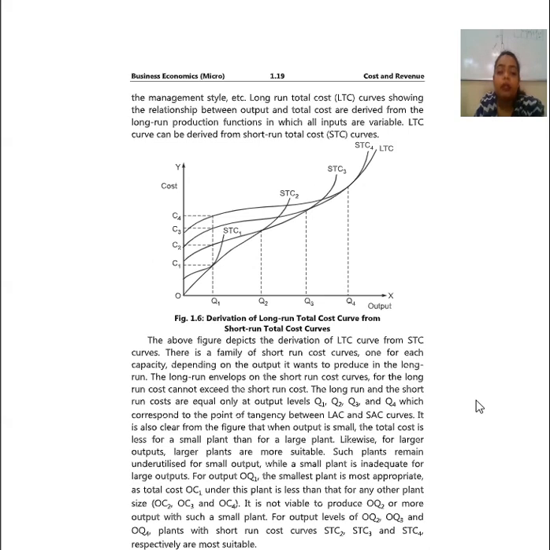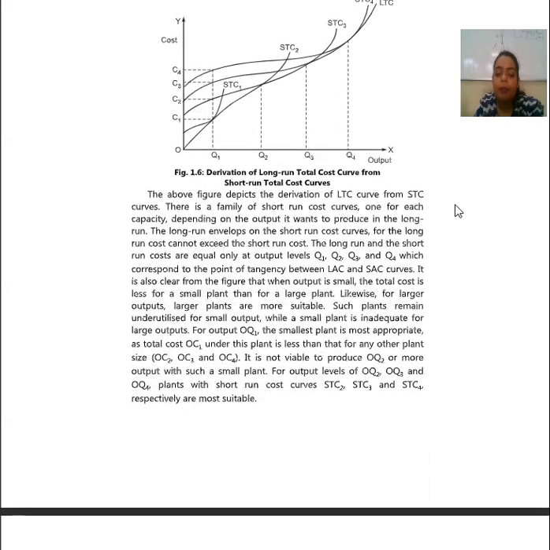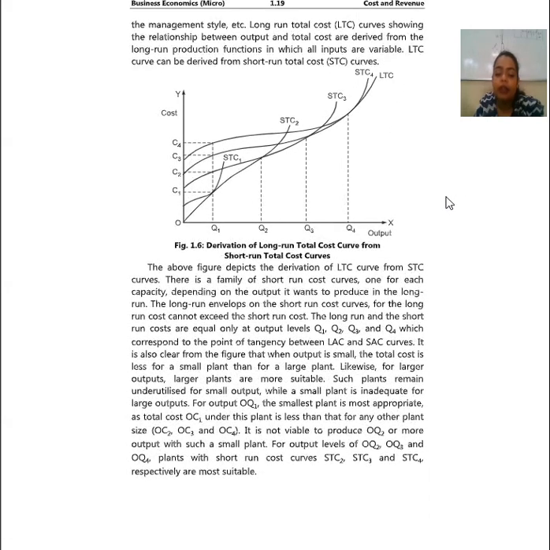The LTC curve can be derived from short run total cost curves. So see in this figure the derivation of the long run total cost curve from the short run total cost curves. How short run total costs are derived, and how the units and cost of production go on changing, can be understood through this diagram. The figure above depicts the derivation of the LTC curve from STC curves.